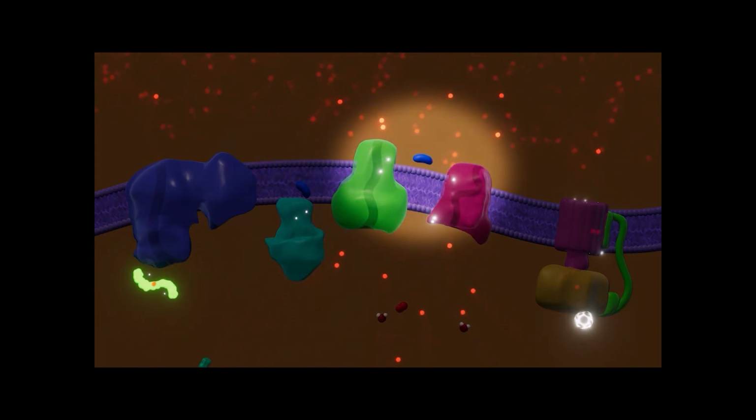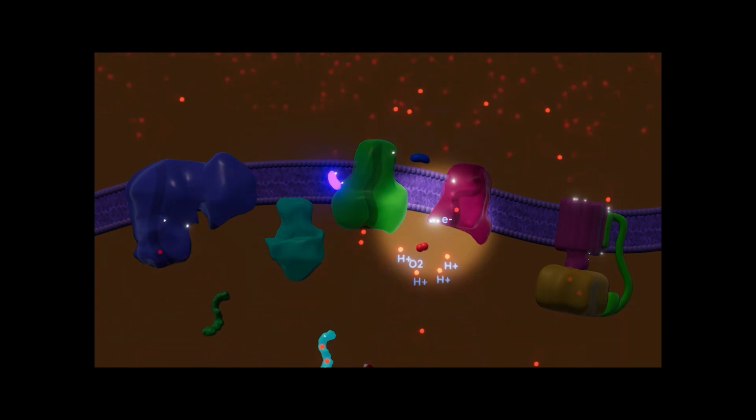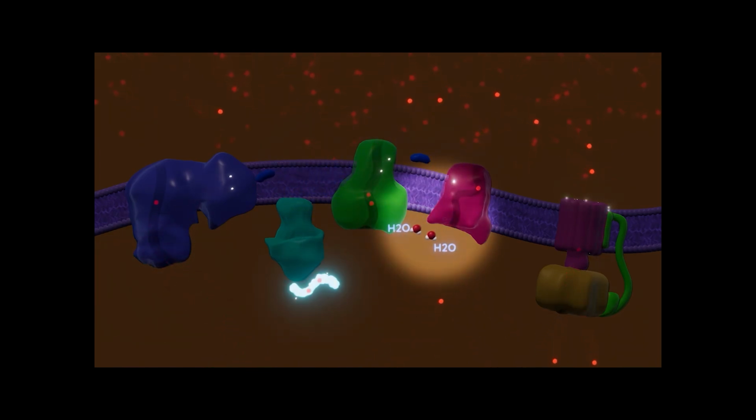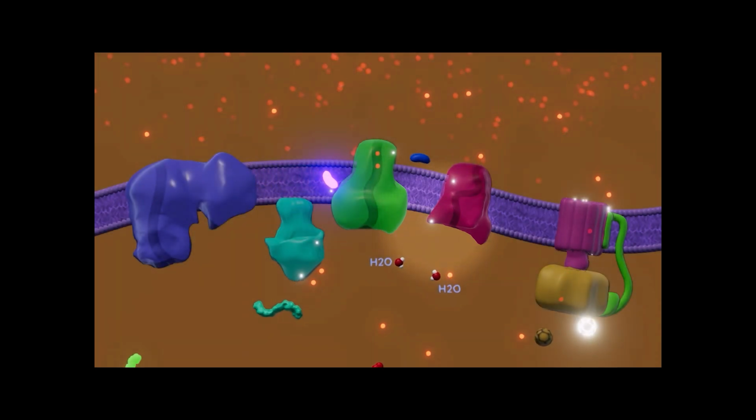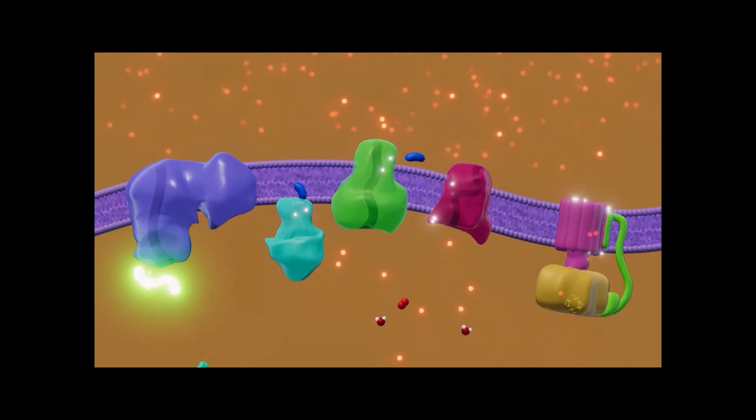The final electron acceptor at the end of the electron transport chain is oxygen. The electrons moving through complex 4 help bond free-floating H+ and O2 molecules to form H2O. As the electrons are transferred from one complex to another, they lose a bit of energy.